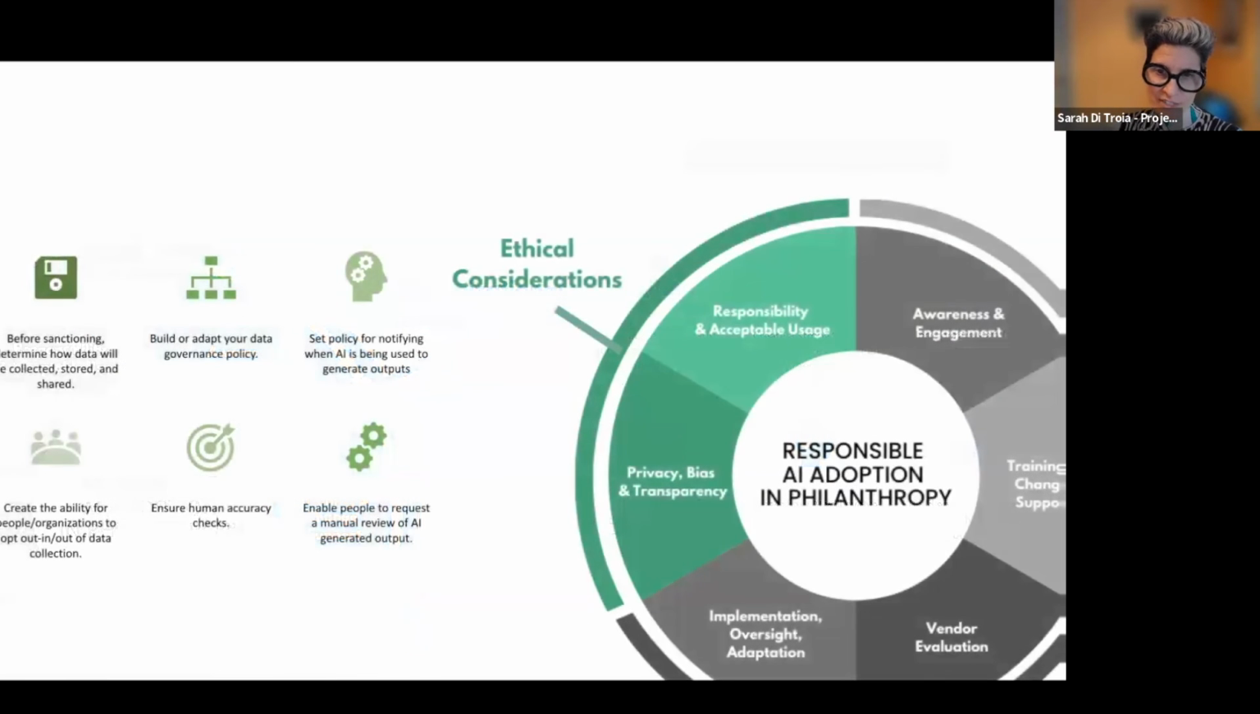Around ethical considerations, and interestingly, when we talk to people about this, you'll notice that this is a circle graphic, so you can start anywhere. We think that either you should start on engaging people, or you start on the ethical considerations. So those are equally important in terms of where you could start.